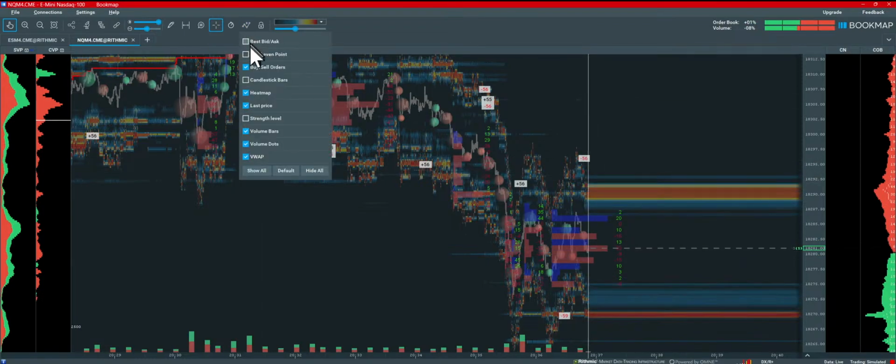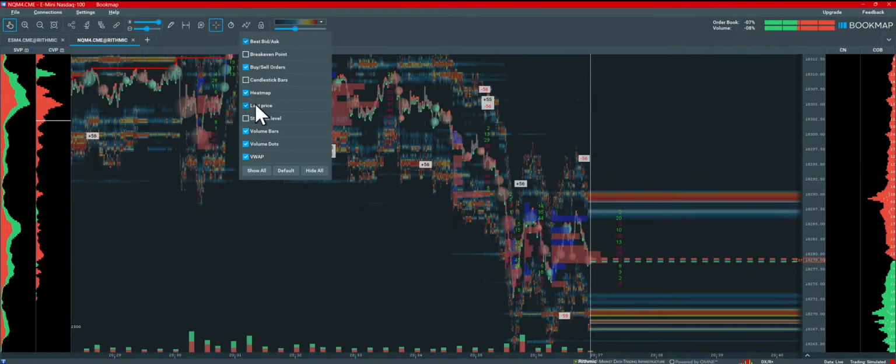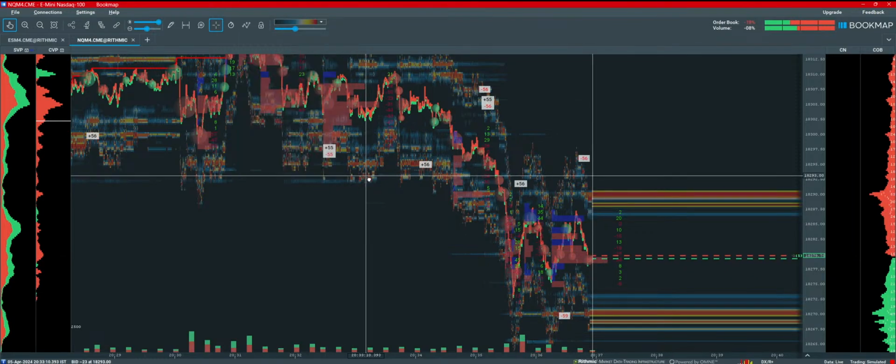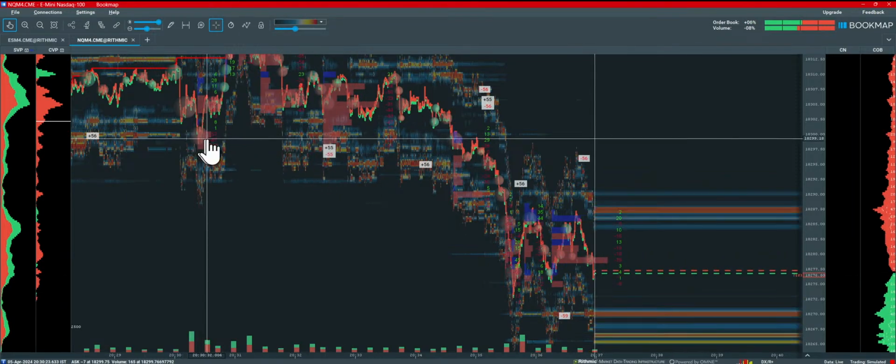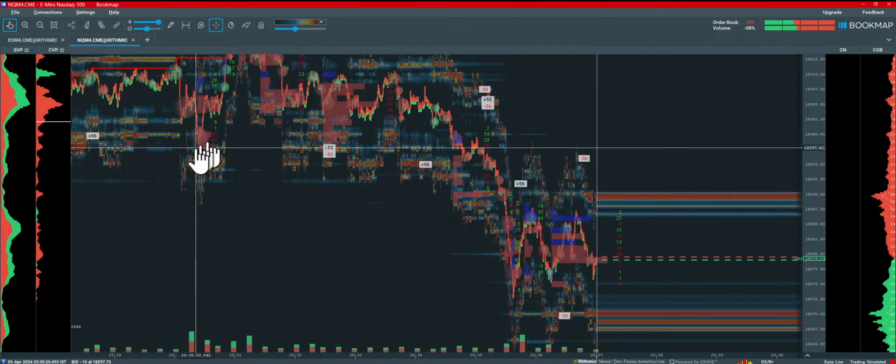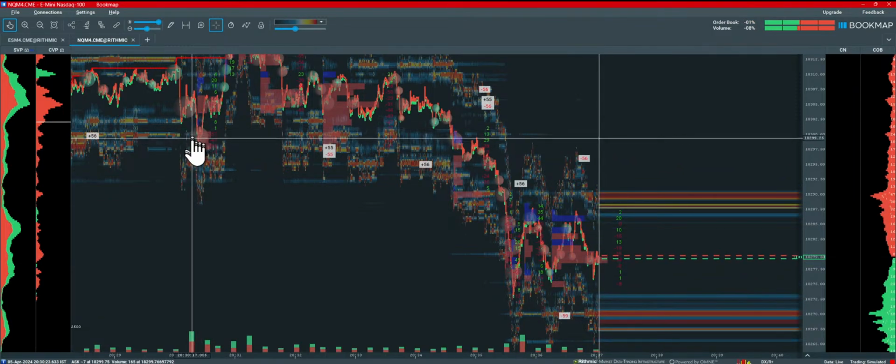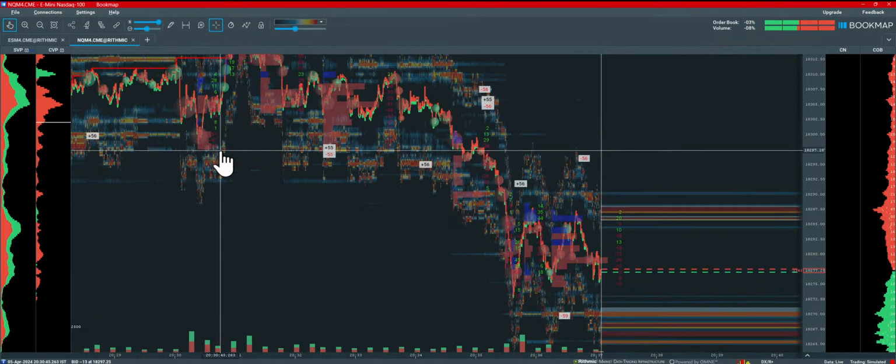Or let's switch on the best bid box again, and let's switch on the last price. Something like this. So you see it has been taking support over here for a lot of time. This is a place, if you look at it, there's a big red dot over here. So this is what absorption is.